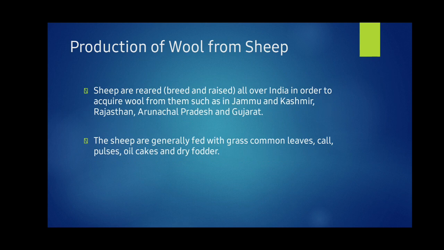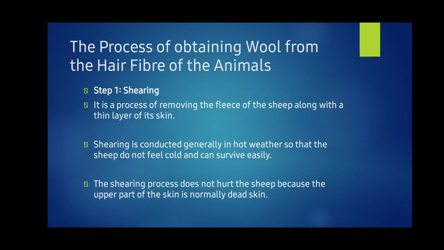Sheep are reared all over India in order to acquire wool from them, such as in Jammu and Kashmir, Rajasthan, Arunachal Pradesh and Gujarat. The sheep are generally fed with grass, leaves, pulses, oil cakes and dry fodder. Now, the process of obtaining wool from the hair fiber of the animals.